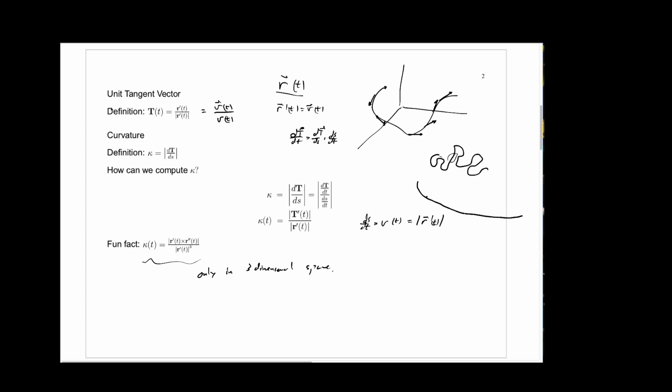I mention that because everything else we did will work in any number of dimensions, but if you happen to have a space curve in three-dimensional space, kappa(t) will be the length of r'(t) cross r''(t), divided by the length of r'(t) cubed. That seems a very strange formula. As I said, the derivation is in the book, but it gives you a handy way to compute kappa(t) that's applicable in some circumstances.